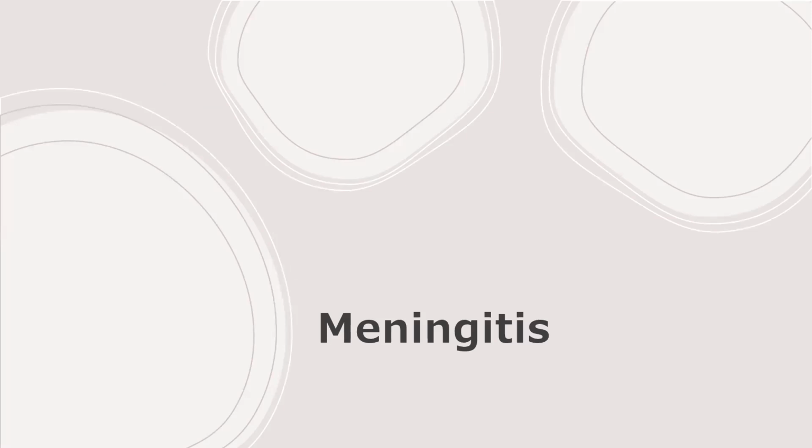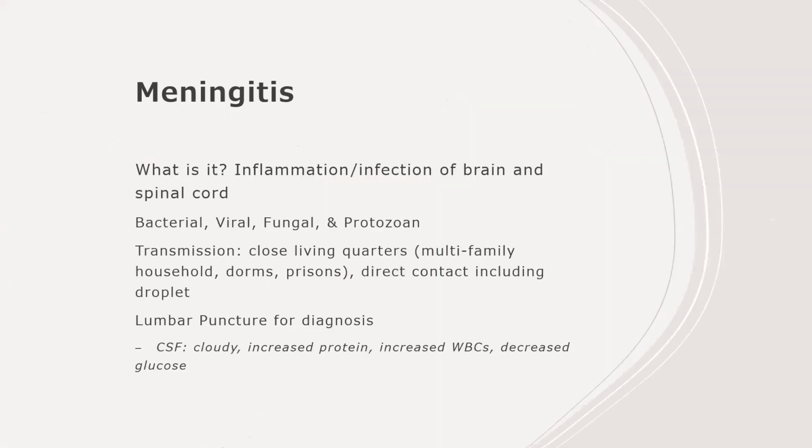Again, you'll find it here, but also in your neurological module. So what is it? Meningitis. So basically it's an inflammation or infection of the brain and spinal cord, or the meninges, if you will. It can be bacterial, viral, fungal, or protozoan in nature.